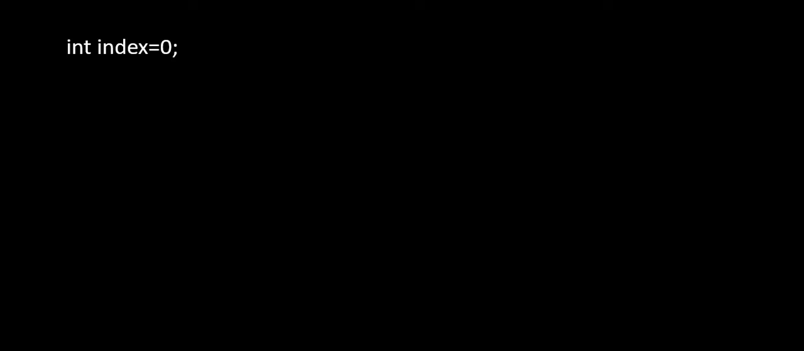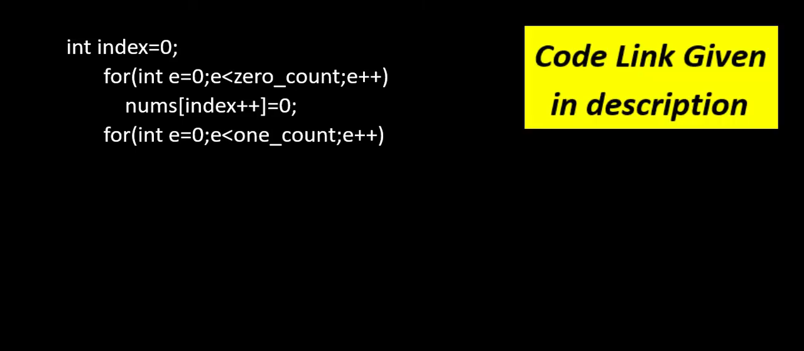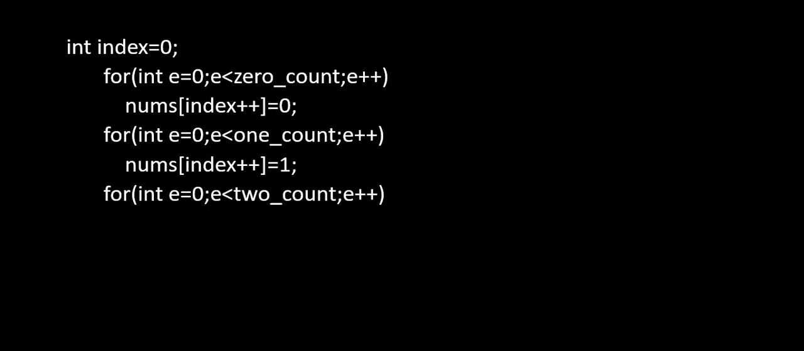Now we will initialize the variable index equal to 0. Then we'll run a first for loop for the 0 count variable and fill the values with 0. Then we'll run a second loop for the 1 count variable and we'll put values 1. Then we'll run a last loop, that is for the 2 count, and we'll put values 2.